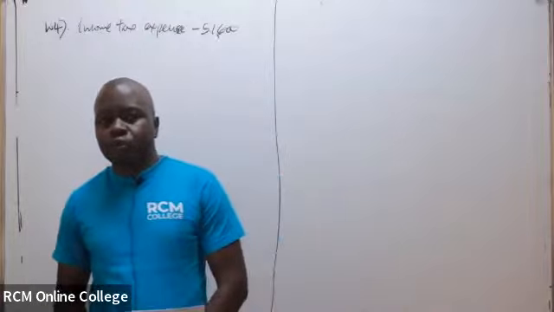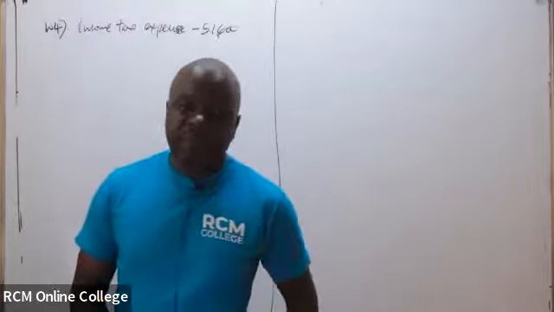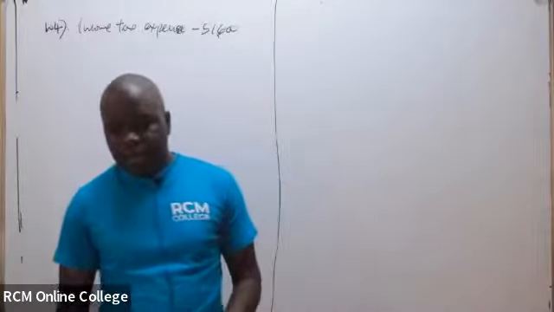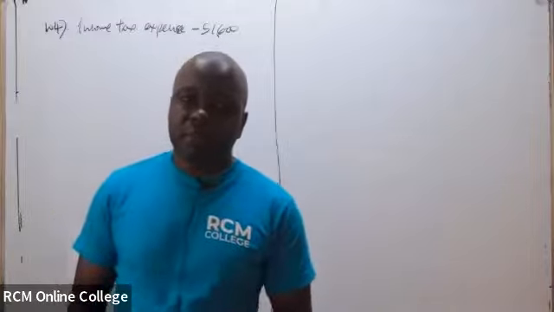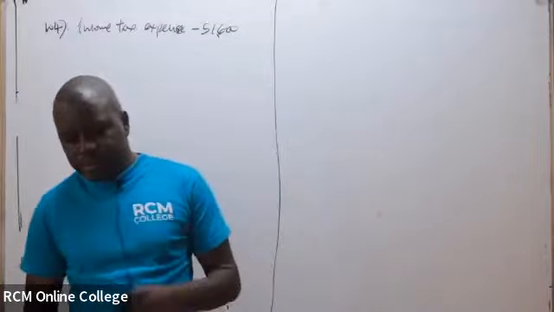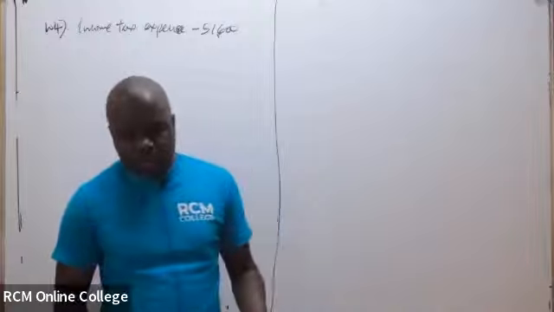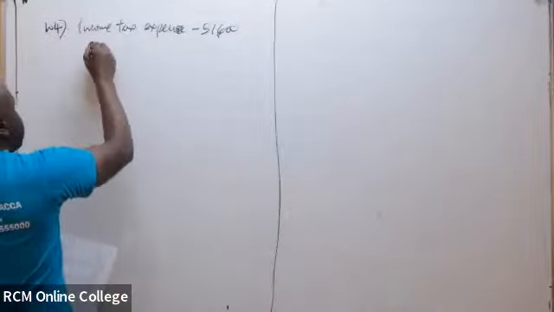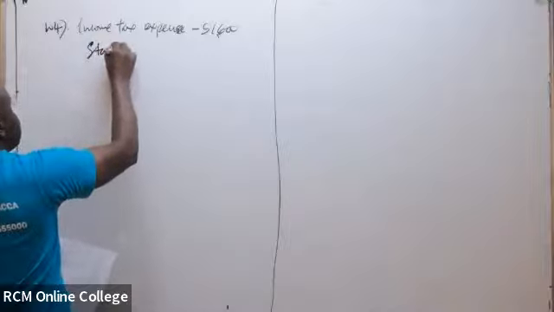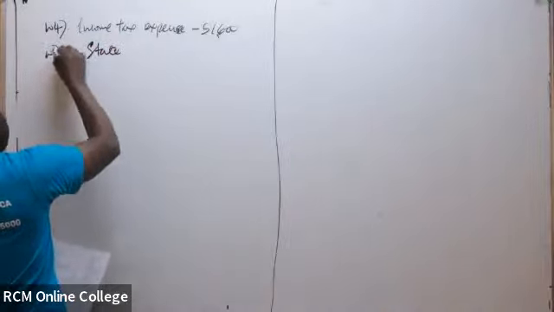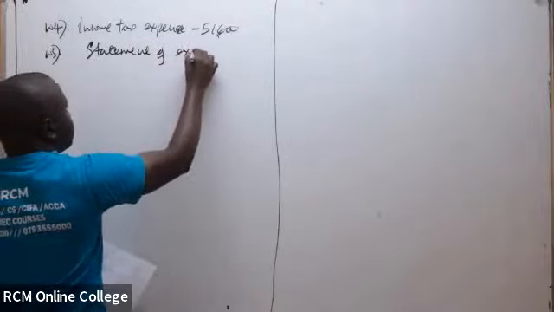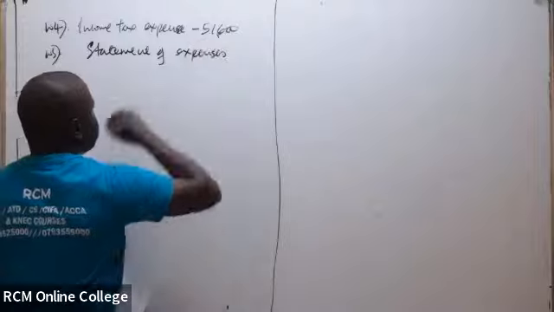So we group them as cost of sales, as admin expenses, as selling and distribution expenses, or maybe as finance expenses. So in this case, we can now get the statement of expenses. This can be our working number 5: statement of expenses.